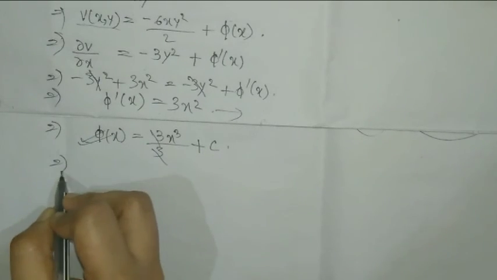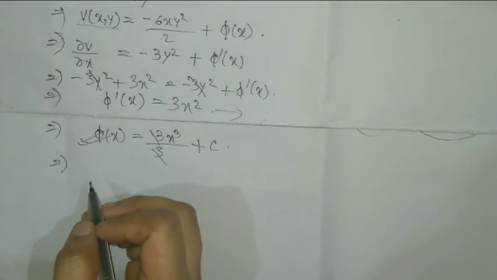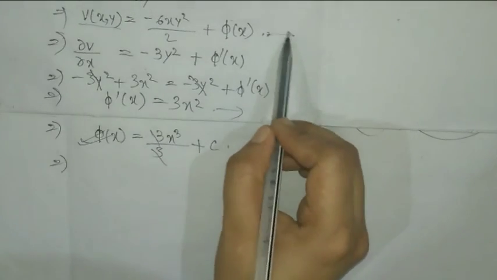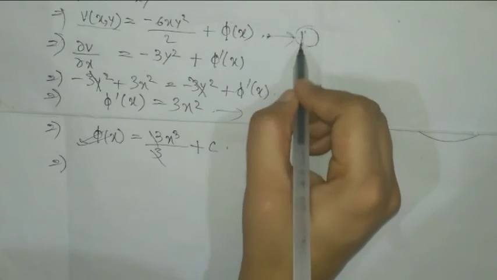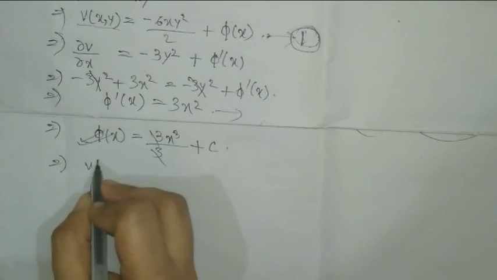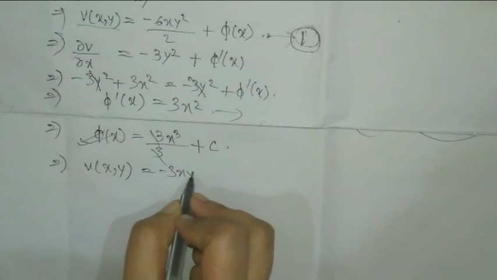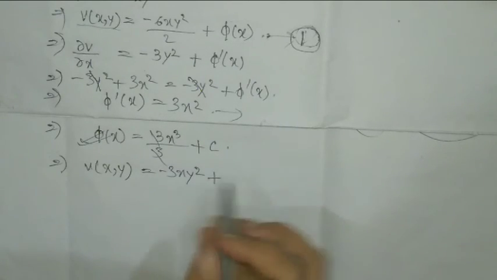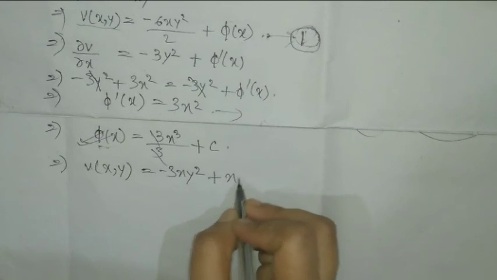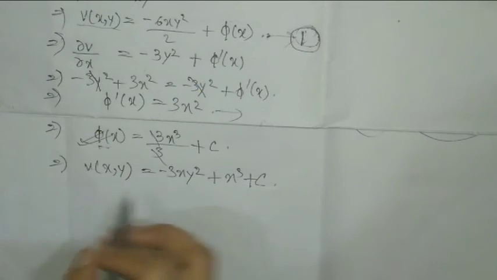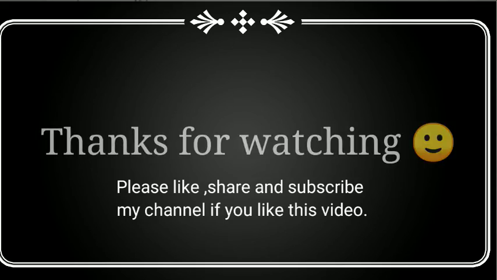Alright, now we will evaluate this value in this equation. Okay, let me name this as equation 1. So now v(x,y) is equal to minus 3xy square plus 5x. 5x is how much? x cube plus c. So this is the harmonic conjugate of u. Okay.